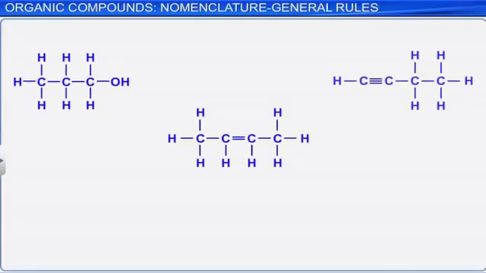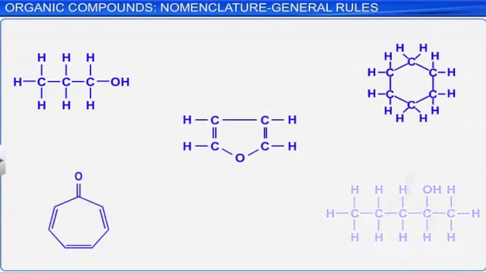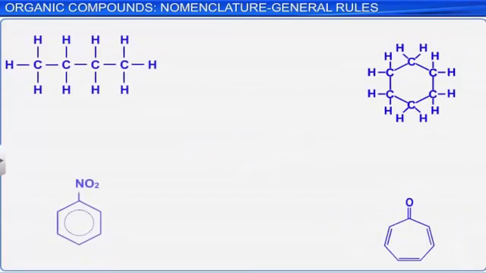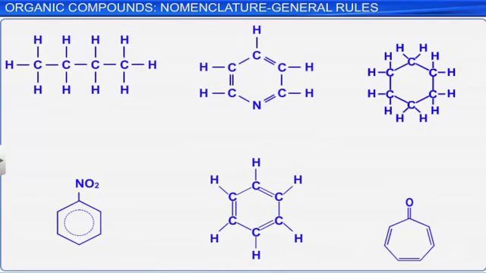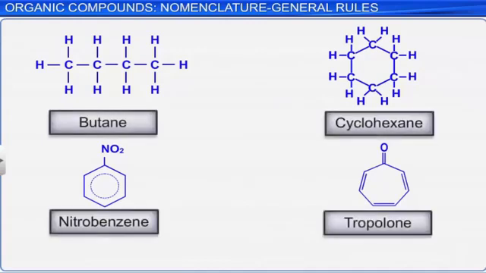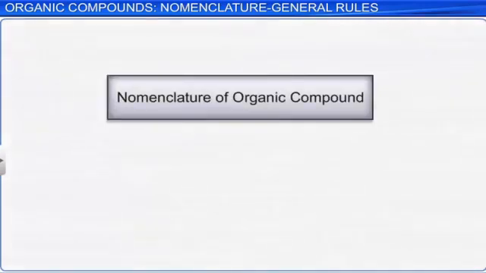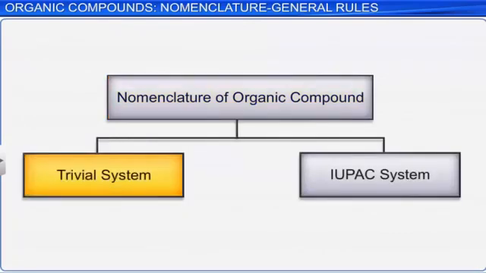There are millions of compounds that fall under the branch of organic chemistry. To easily identify these compounds and their structures, scientists have assigned names to them. The system of assigning a name to a compound is known as nomenclature. There are two systems for naming organic compounds: the common or trivial system and the IUPAC system.